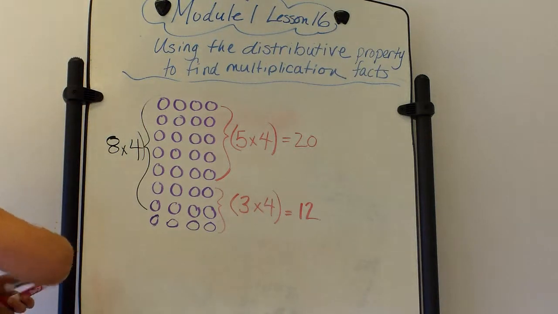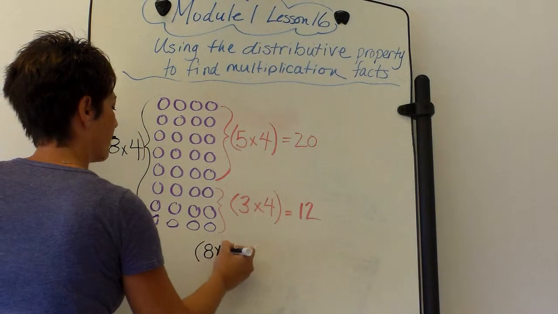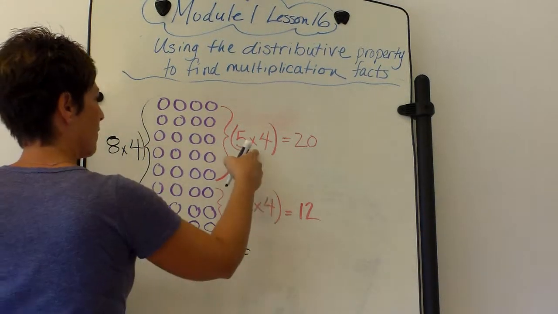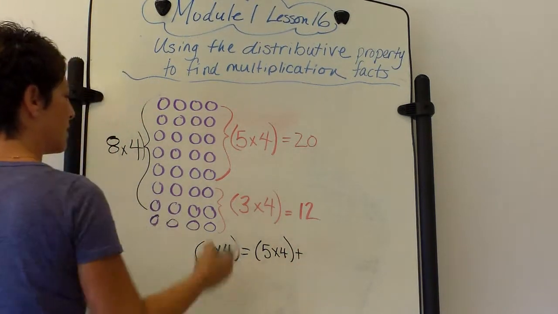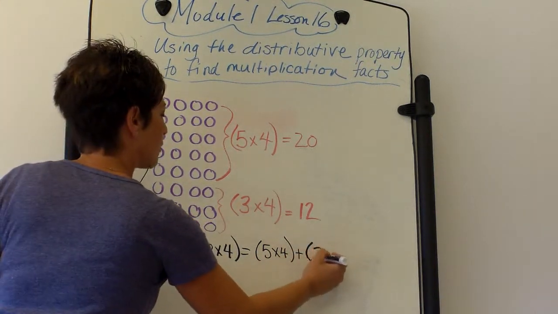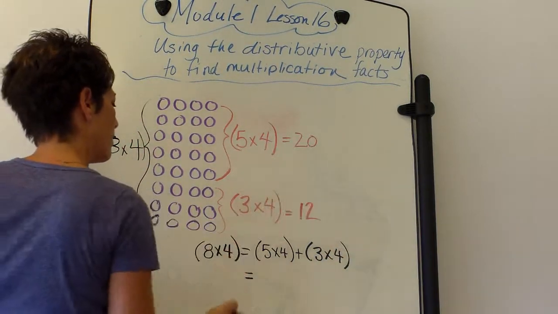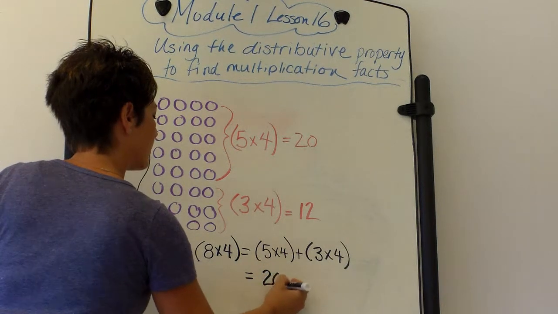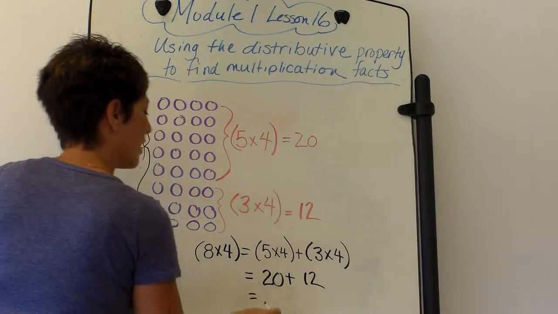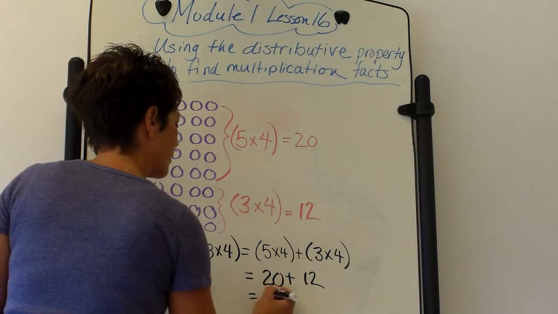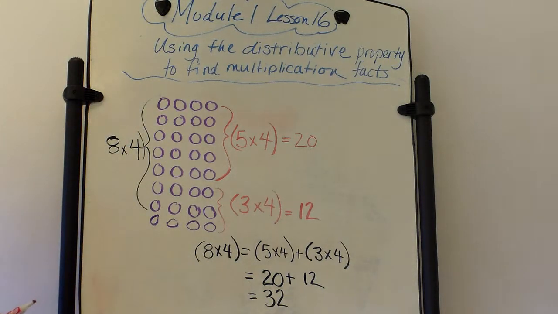So let's put it all together. 8 times 4 equals 5 times 4 plus this chunk down here, 3 times 4. I've already figured out my totals here. 5 times 4 is 20. 3 times 4 is 12. And 20 plus 12 equals 32. So 8 times 4 equals 32.